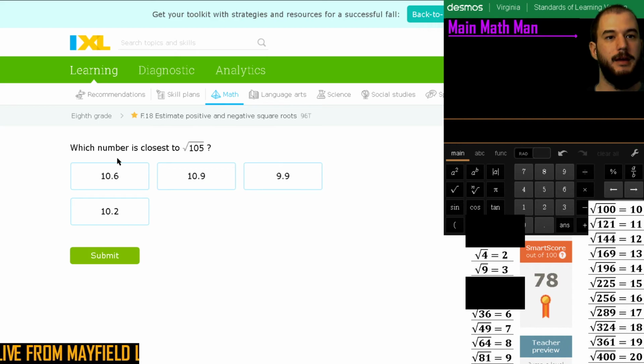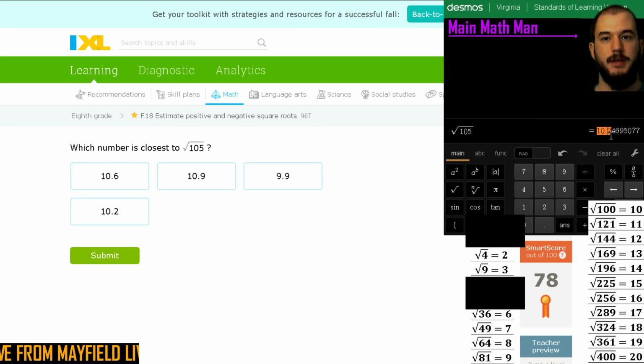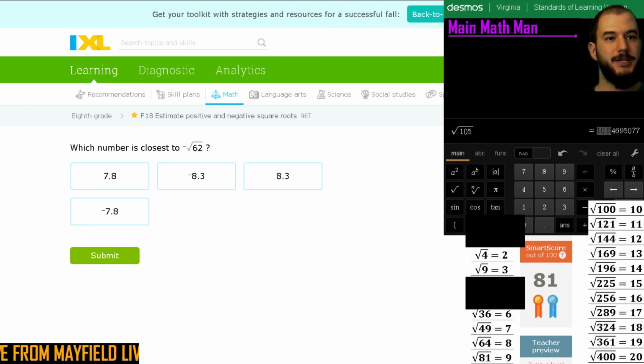Just about to hit 80. So now let's say, okay, which number is closest to the square root of 105? Let's use our Desmos calculator for this one. So we want to say, all right, let's say square root of 105. And what we can do is look at the first decimal place. So if you look at that first decimal place, we have 10.2. Awesome.